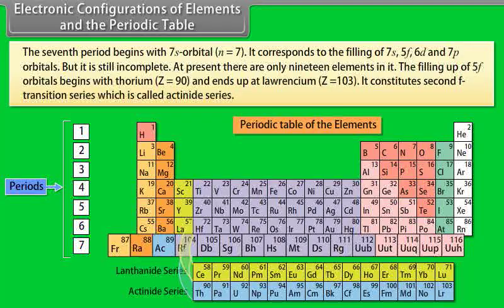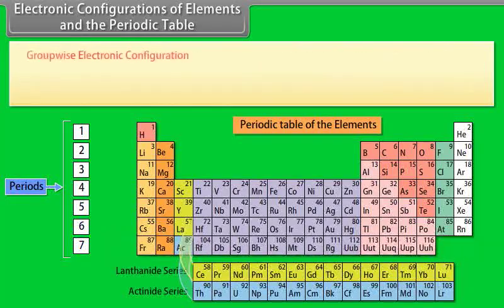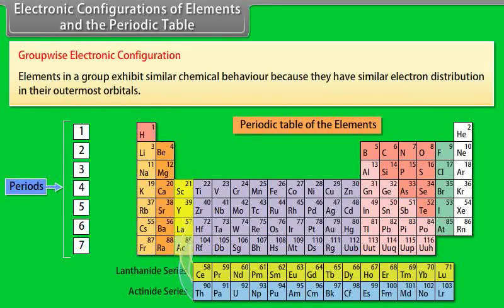The filling up of 5f orbitals begins with thorium, atomic number is equal to 90, and ends at lawrencium, atomic number is equal to 103. It constitutes the second f transition series, which is called actinide series. Group-wise electronic configuration: elements in a group exhibit similar chemical behavior because they have similar electron distribution in their outermost orbitals.